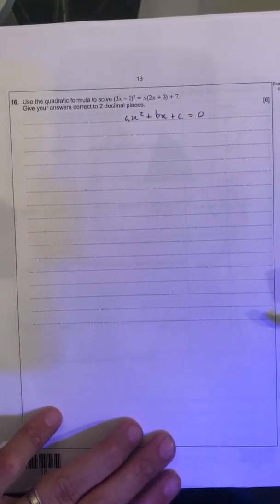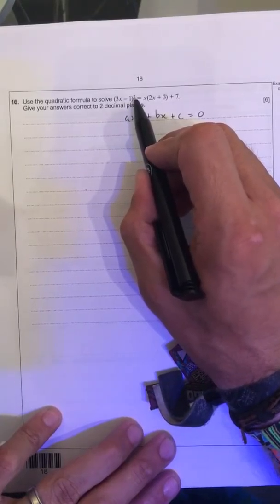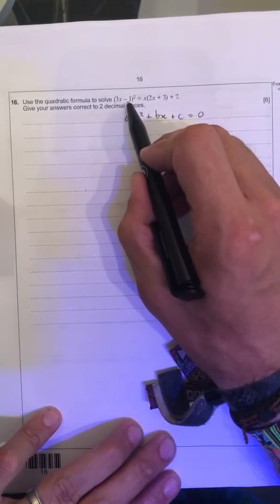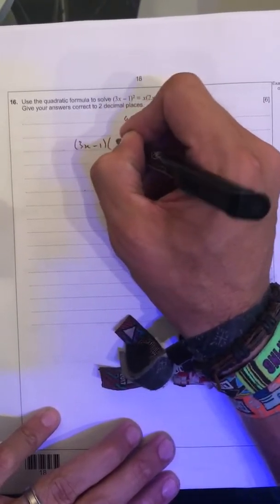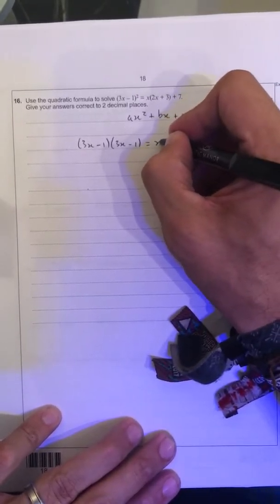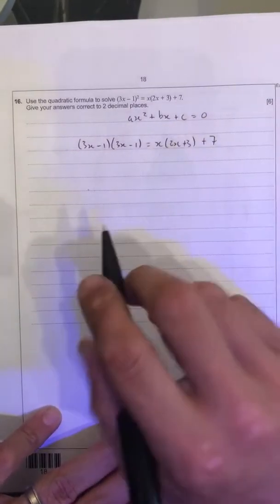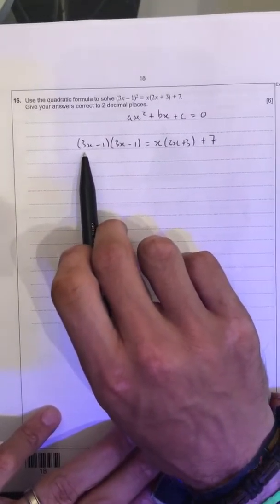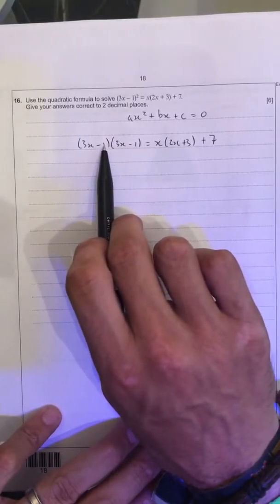on it. So what you need to do is this: (3x minus 1) squared, the power tells me that I've got two of these multiplied together, so I could write down (3x minus 1)(3x minus 1), and that's going to be equal to x(2x plus 3) plus 7. Right, so what I need to do next is to expand my brackets. Well, I've got two brackets here, so we could use FOIL to expand those.